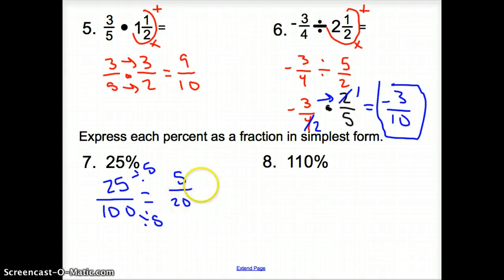Can I take a 5 out of the 20? Absolutely. So I take a 5 out of the top to get 1. Take a 5 out of the 20 to get 4. So your final answer is 1/4. Even if there's more than 2 numbers in the percent, you still have to put it over 100.